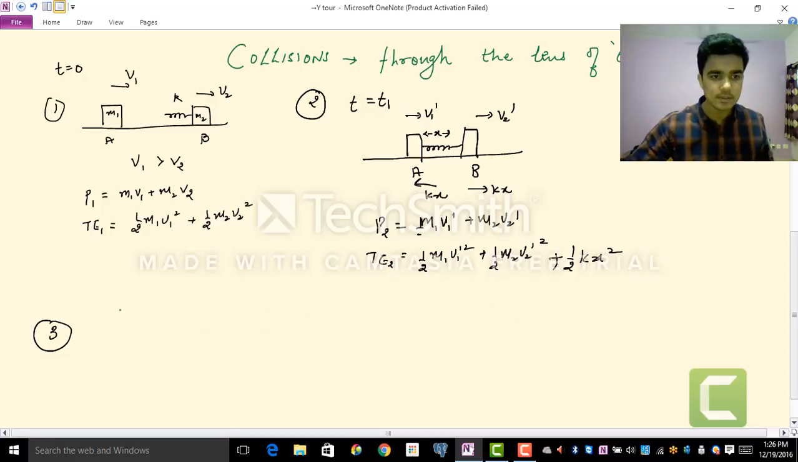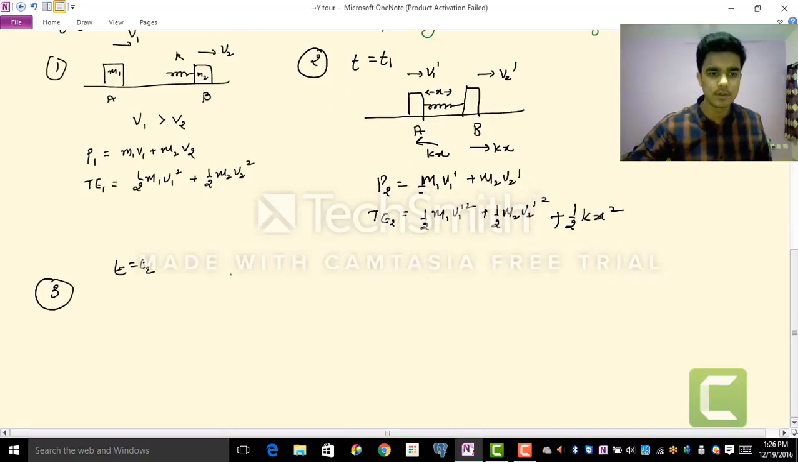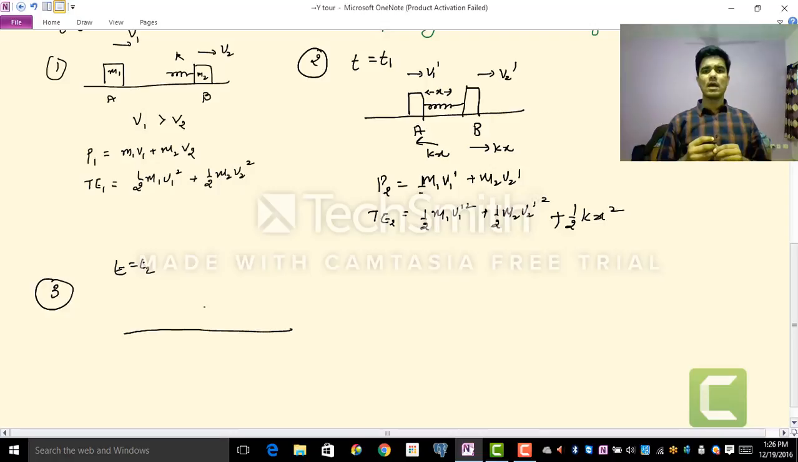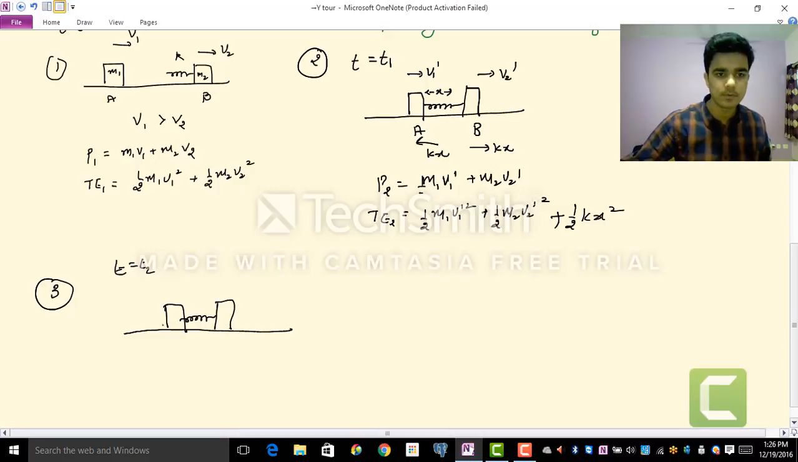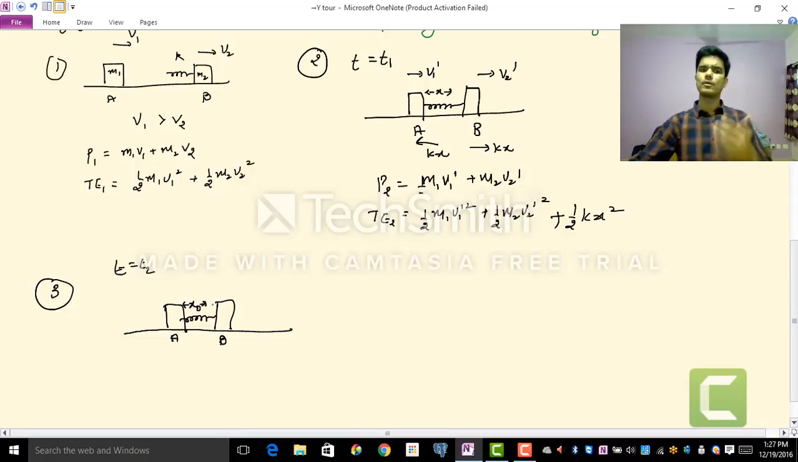So instant 3 is t equals maybe t2, it does not matter that much. Now it is that instant when the objects have come the closest they can, which means the spring has maximum compression right now. Let us show maximum compression, and let us say the maximum compression of the spring is x naught, and the objects are still going towards the right.